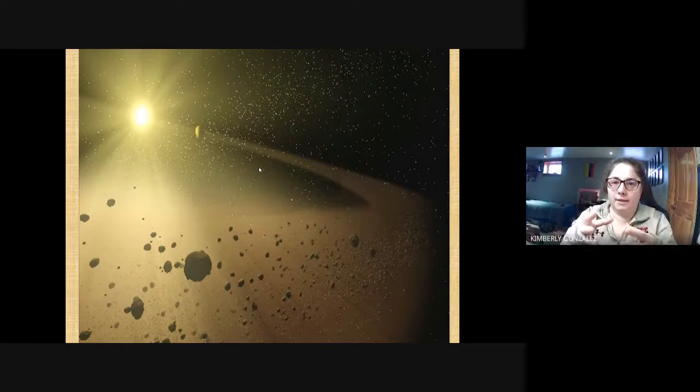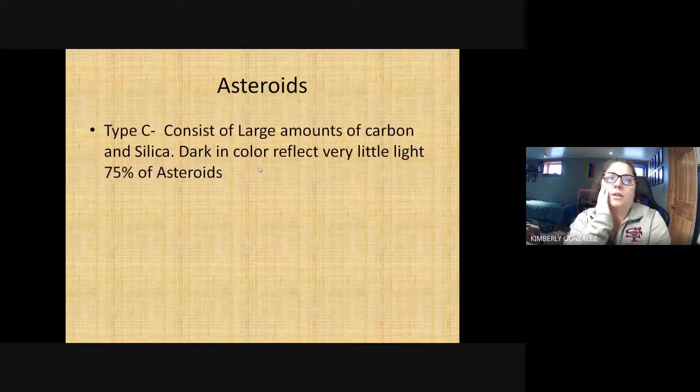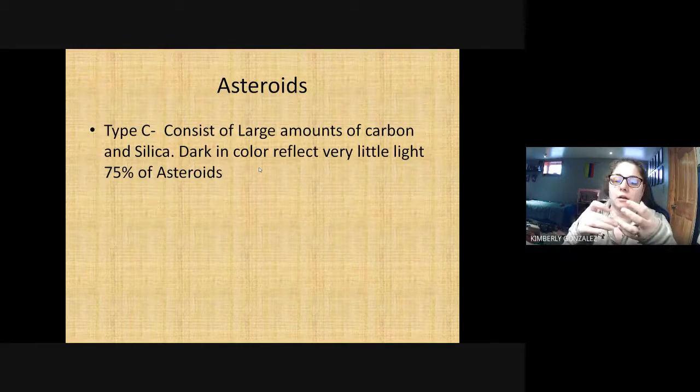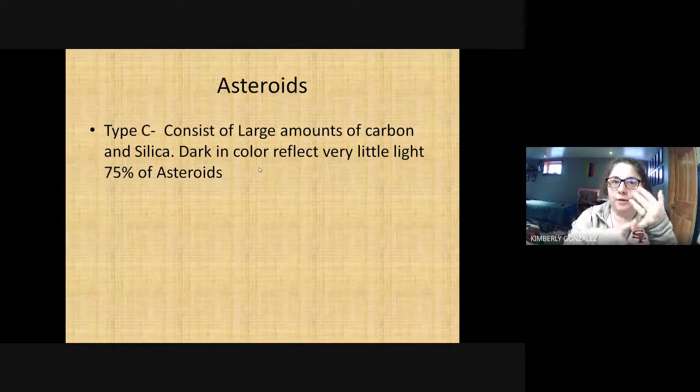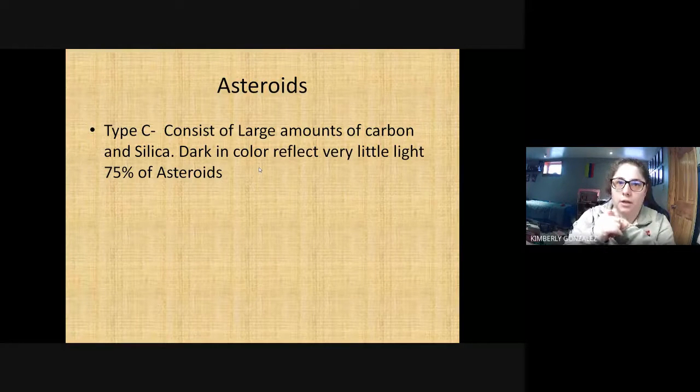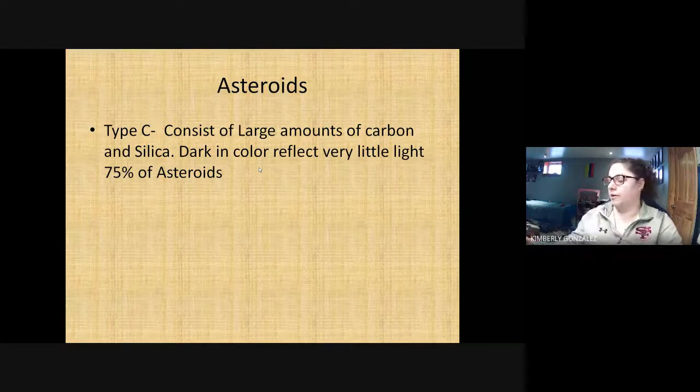Okay, so just by looking at them, you can see they all range in different sizes. There are three ways of actually categorizing asteroids, and it's dependent on what they're made up of, their color, and how much they reflect the light.